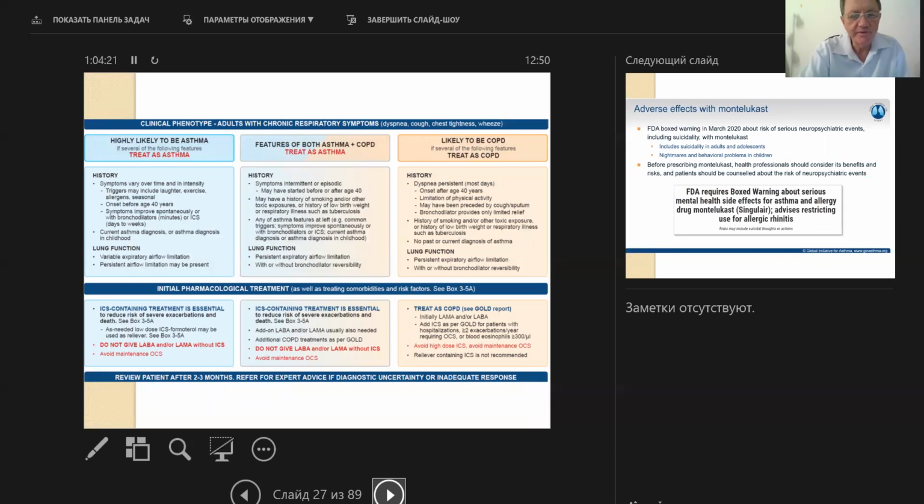But if we meet such cases where we suspect bronchial asthma, we should treat it as asthma. If we have, for example, overlapping asthma and COPD symptoms, we should also treat such a situation as asthma. But I would like to stress, if you suspect asthma or maybe asthma plus COPD, we should not give beta agonist LABA or LAMA without inhaled corticosteroids. We obviously should give the patient inhaled corticosteroids.